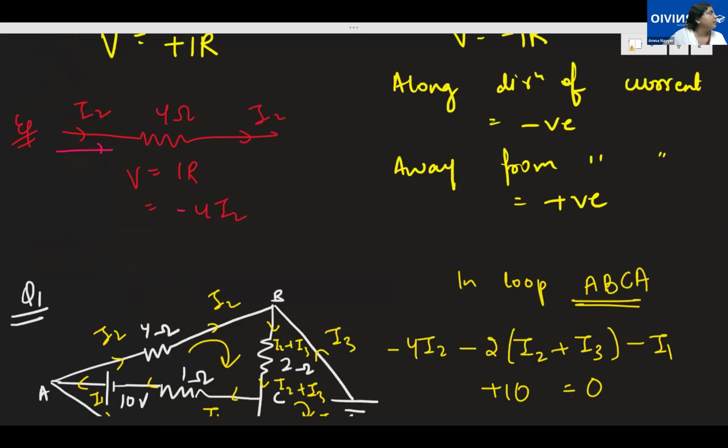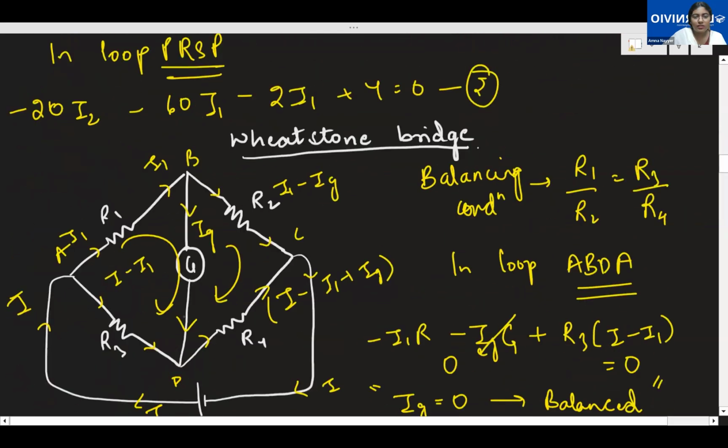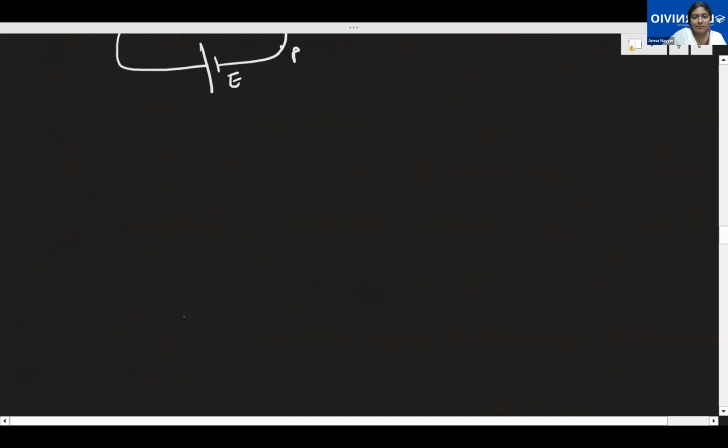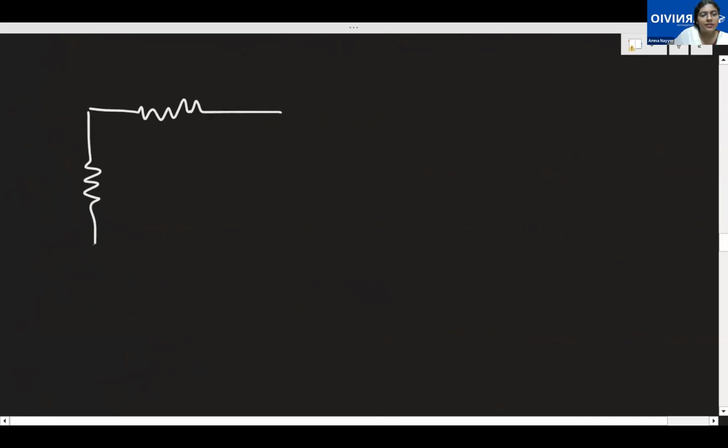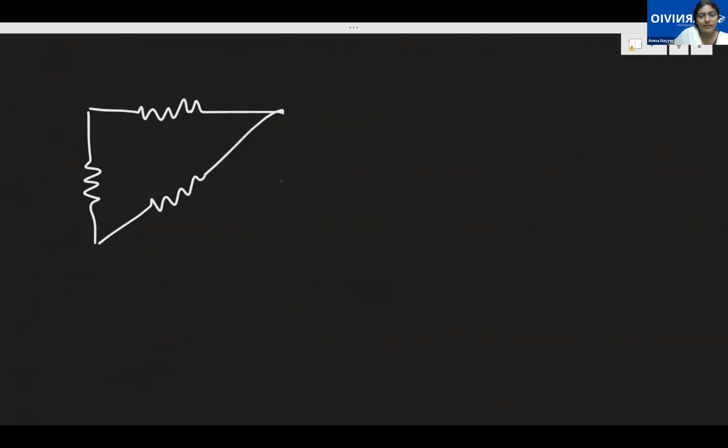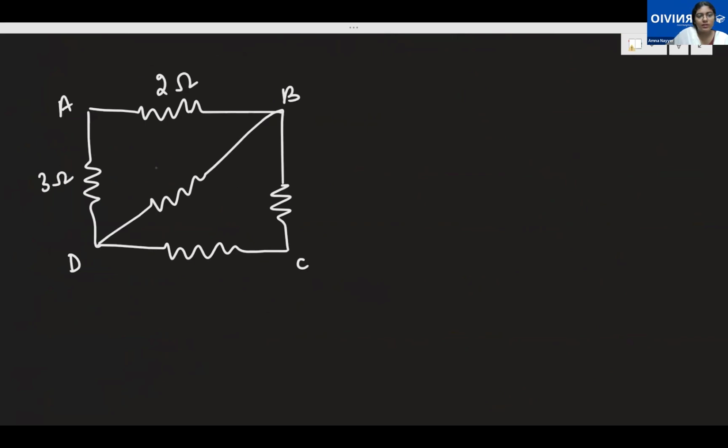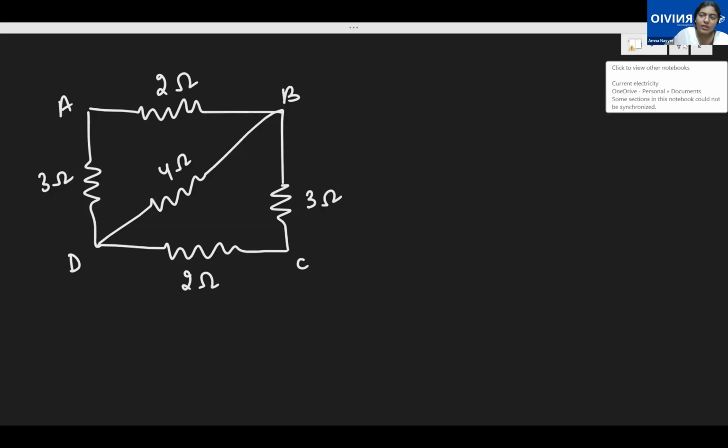Okay, see, these are already solved questions. I'll take some other. Here we have a resistor. A, B, C, D. Let's say this is 2 ohm, this is 3 ohm, this is 4 ohm, this is 2 ohm, this is 3 ohm. These are the resistors present. You have to find the current in each loop using Kirchhoff's law.